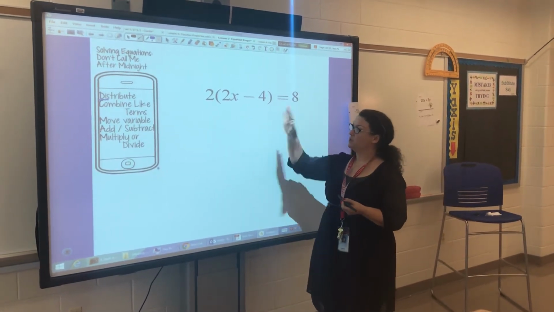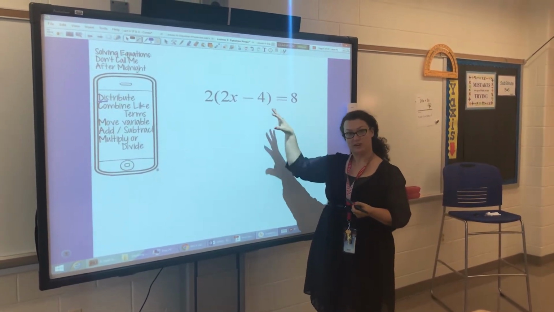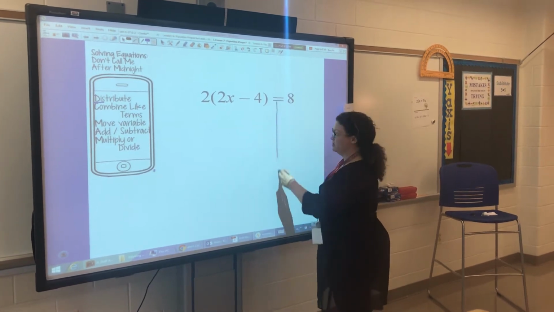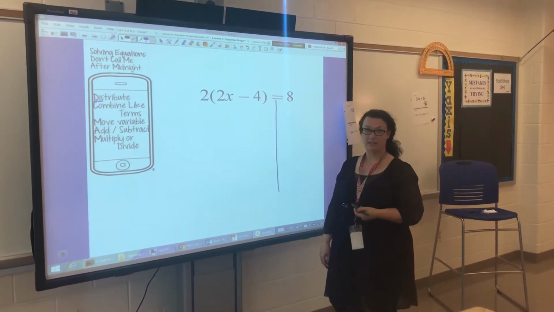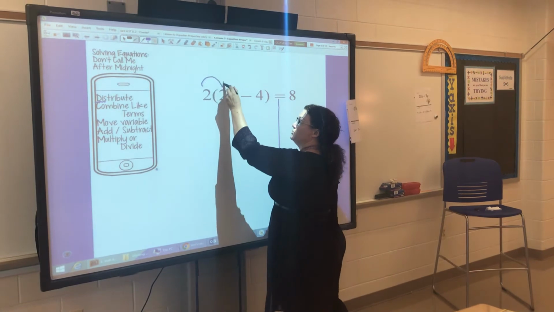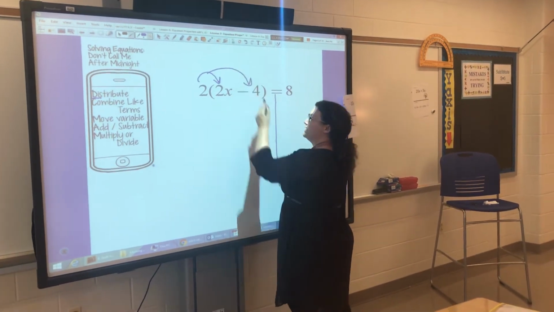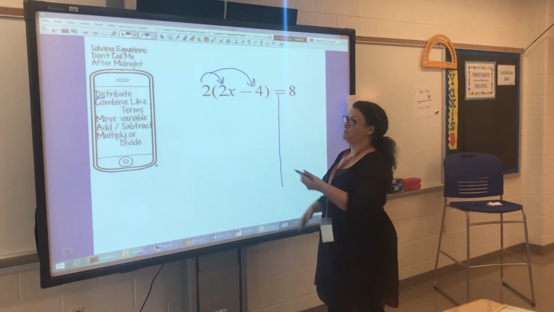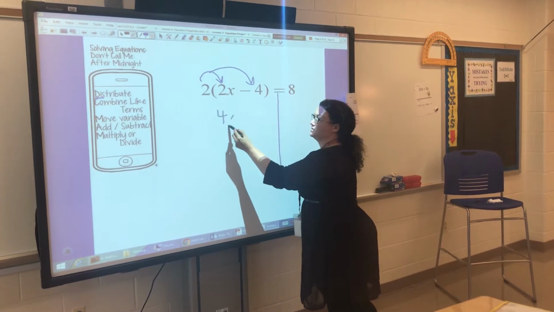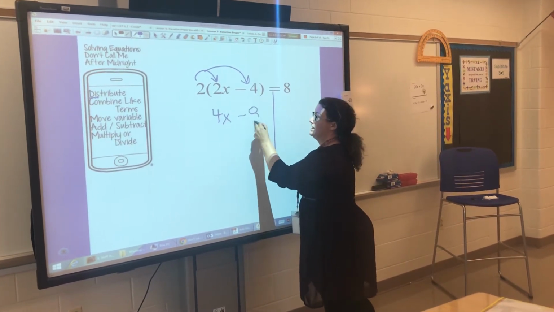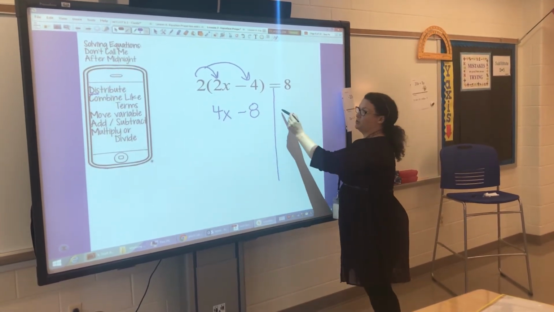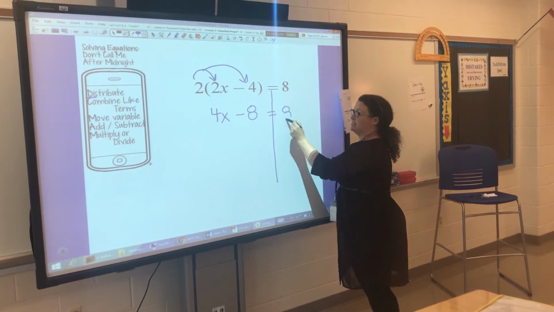In this problem, we do have parentheses. We do have something that needs to be distributed. I'm going to create my two sides of my equation, and then I'll distribute my 2 to what's inside my parentheses. That simplifies to 4x minus 8. There's nothing to distribute on the right-hand side, so that just stays the same.